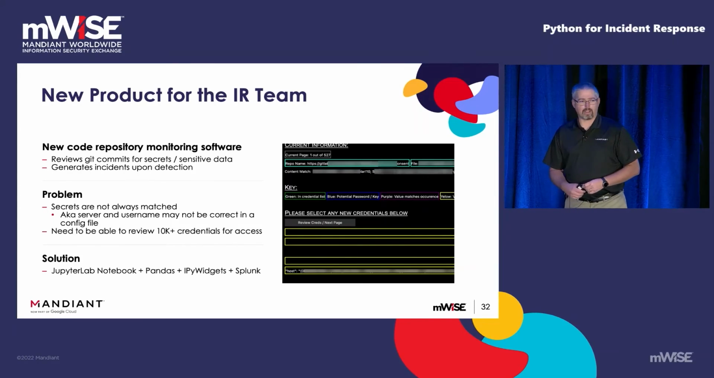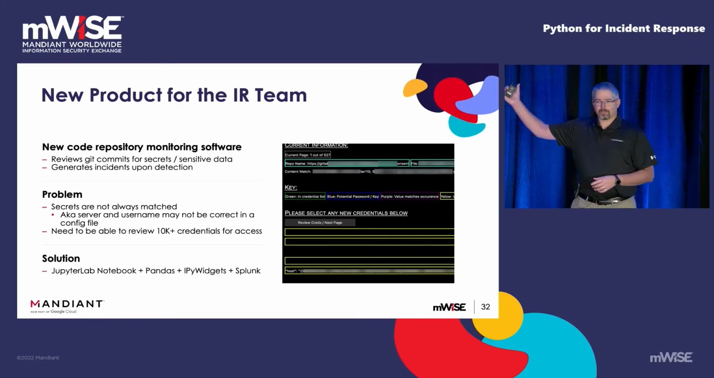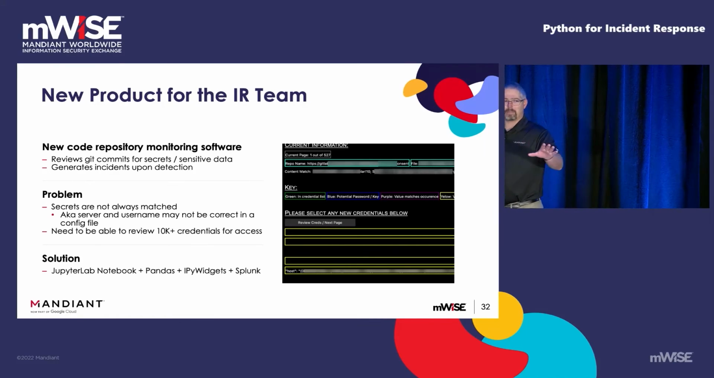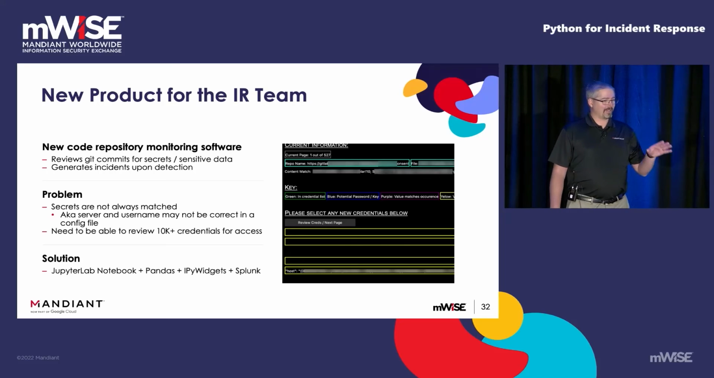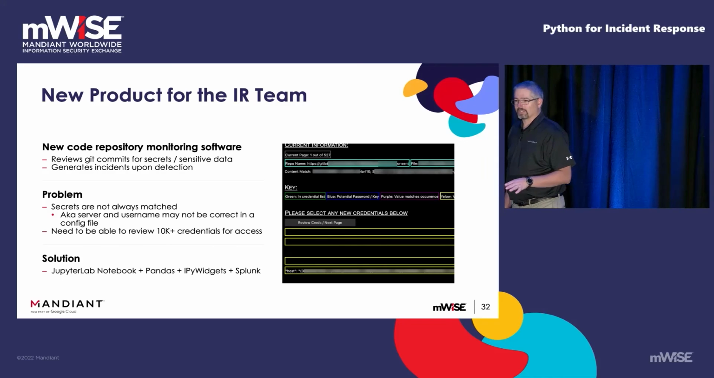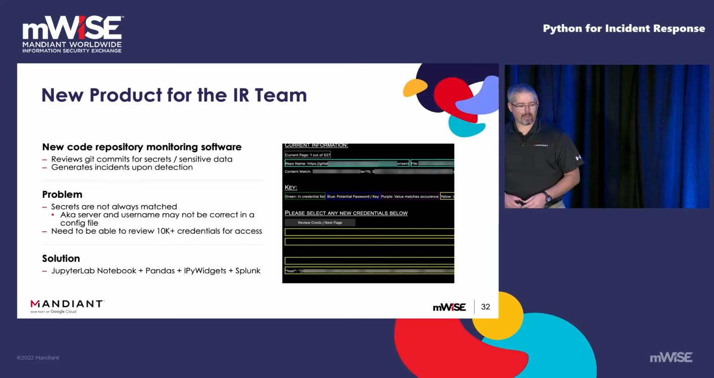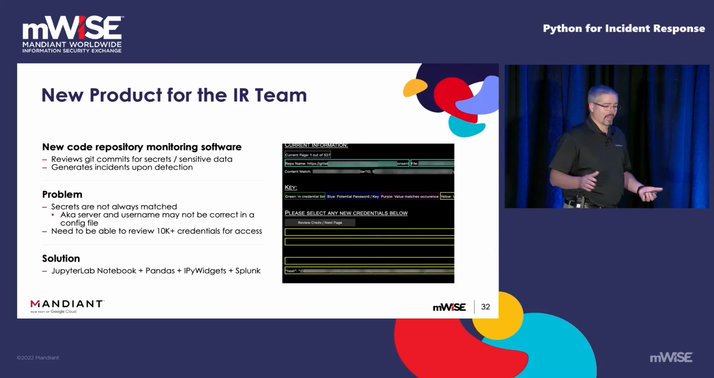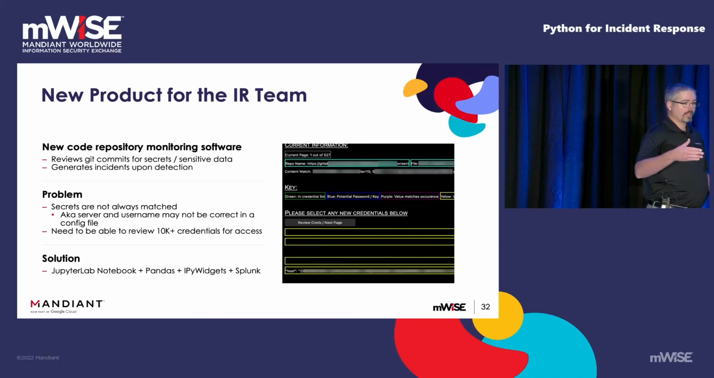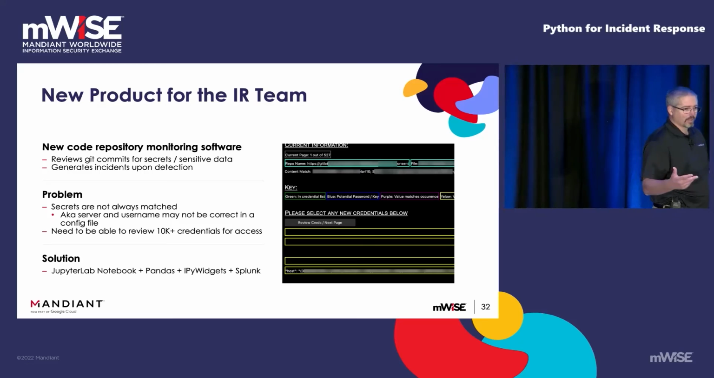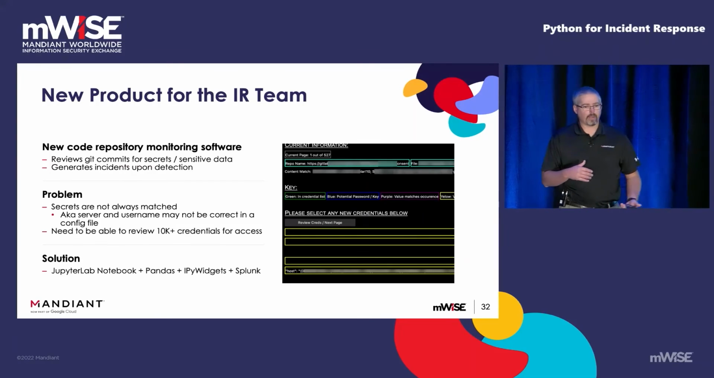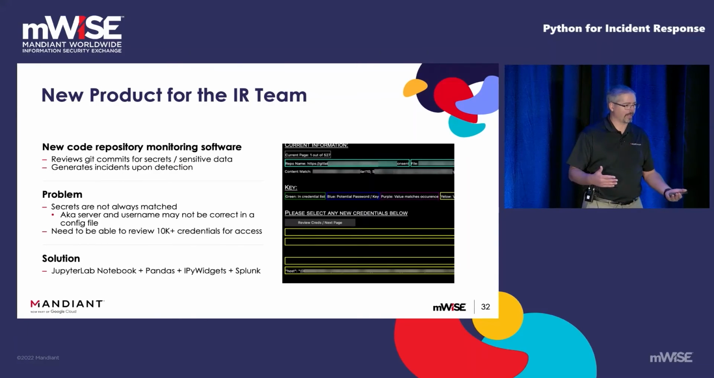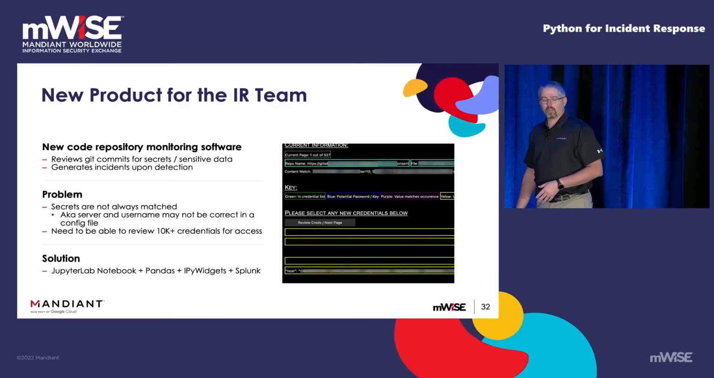New product for the IR team, right? Happens. We get some cool new product, or maybe the business bought a product, and you can utilize it for your security operations. In our case, we're going to talk about code repository monitoring software that reviews code repositories, looks for secrets, passwords, usernames, AWS keys, Oracle database connections, things like that, right?